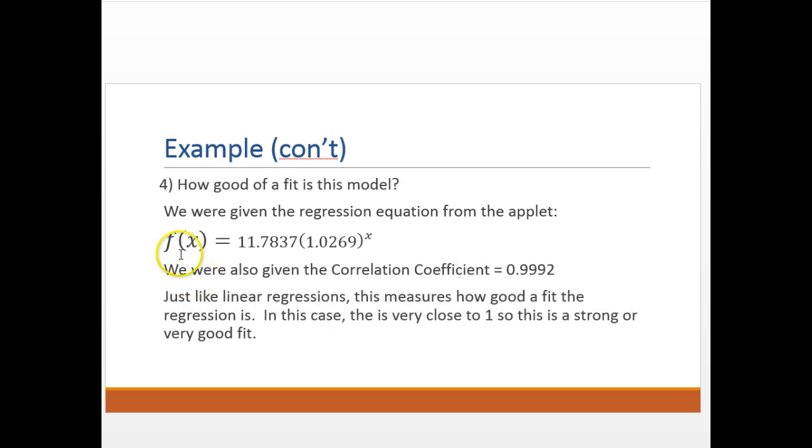And the last question was, how good of a fit is this model? We already discussed how the correlation coefficient was 0.9992. That's very close to 1, so again, this is a very strong or very good fit for our model.